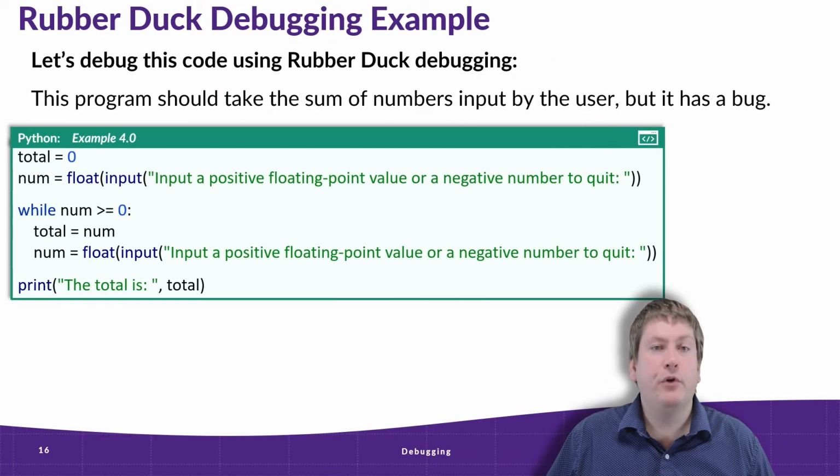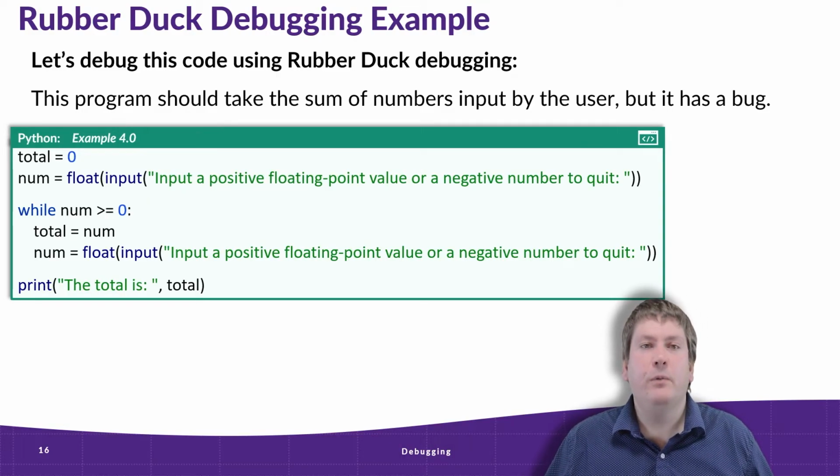We're going to start with this program here on the screen. What this program should do is input numbers from the user until a negative number is input, and then take the sum of these numbers and output that as the total at the end of the program. But it has a bug in it and it's not doing what we want.